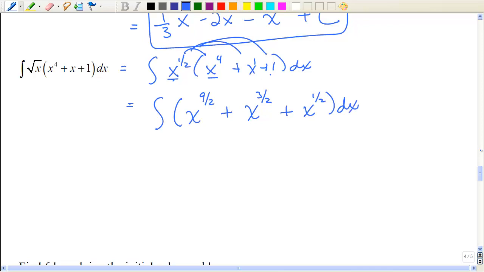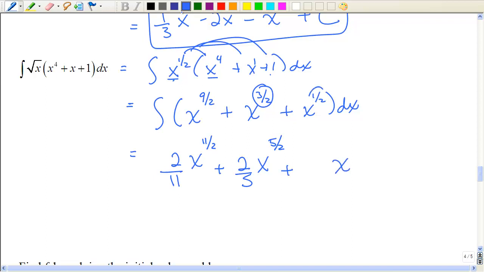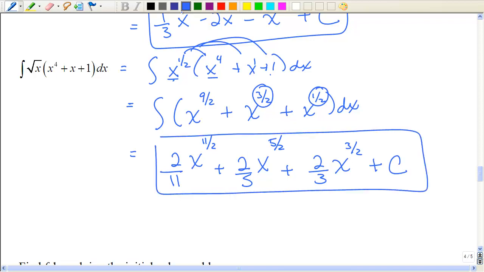So as I take the integral of all of that, those are all the power rule. Okay, so let's add 1 to 9/2. That's going to be 11/2. In front is the reciprocal of that power. Adding 1 to 3/2 is 5/2. Again, the reciprocal. Adding 1 to a half is 3/2. The reciprocal, plus that constant of integration.